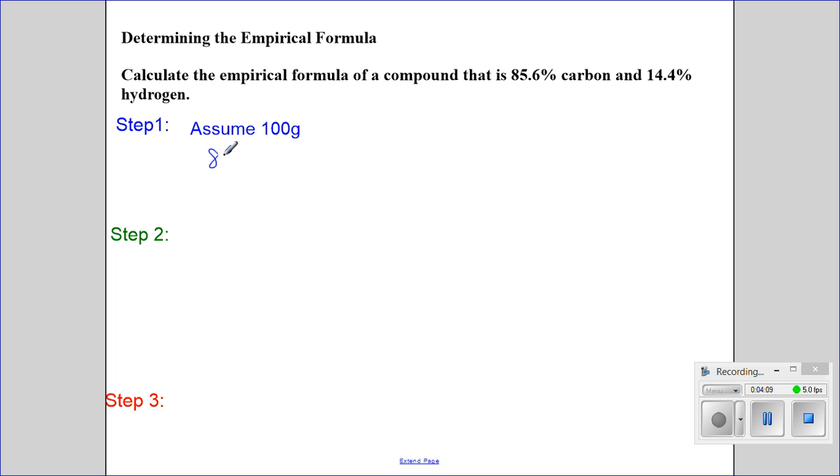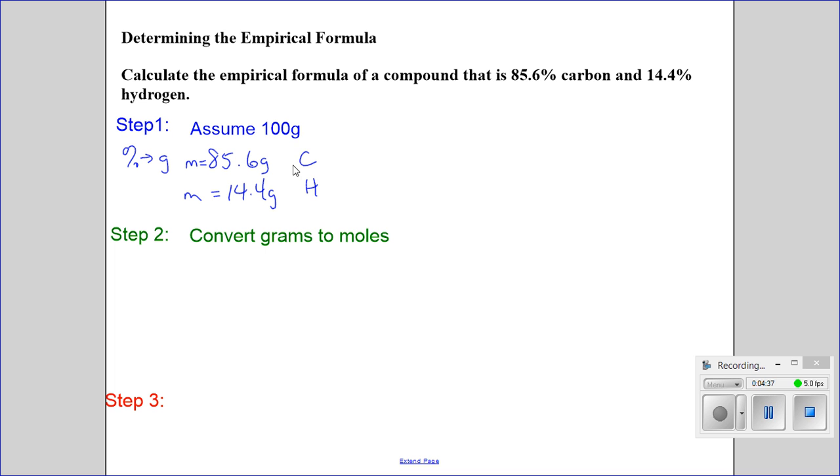Well, the answer is 85.6 grams. So all we're doing is we're taking our percentages and turning them to grams by assuming 100 grams. So that's my mass of carbon. My mass of hydrogen is going to be 14.4 grams of hydrogen. Now, the reason why we're going to do this is we're going to try and convert this to moles next.